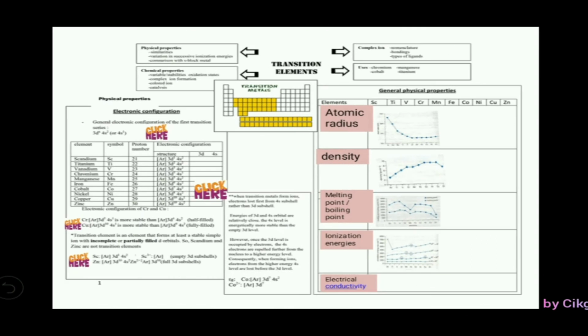As a conclusion, across the transition elements, atomic radius and melting point are decreasing, while density, ionization energy, and electrical conductivity are increasing across the period. Alright, so thank you.